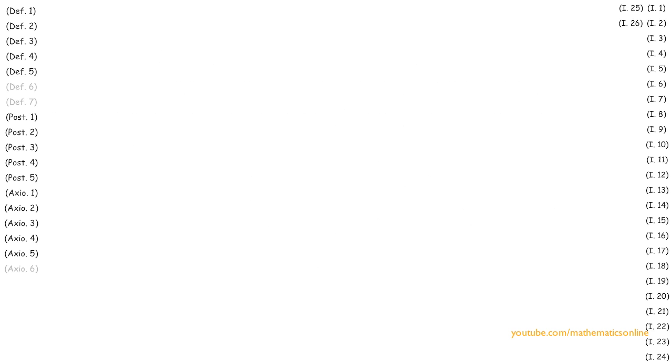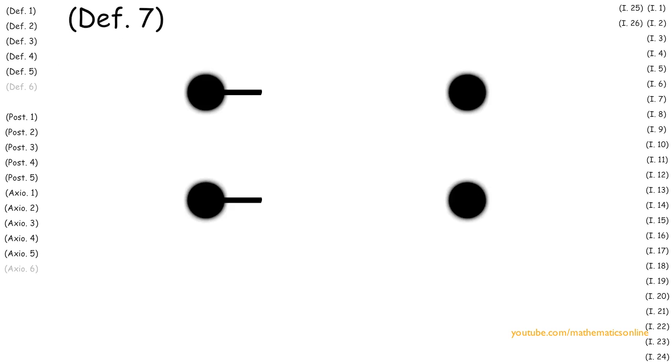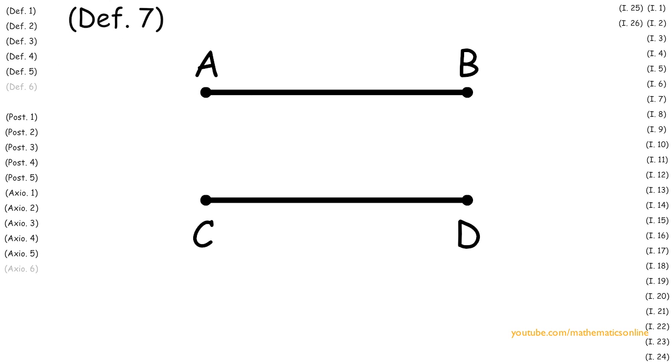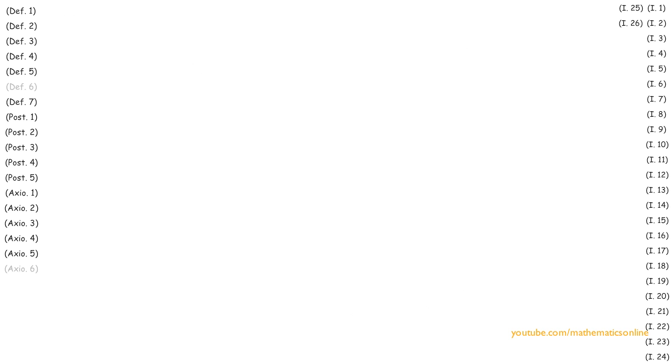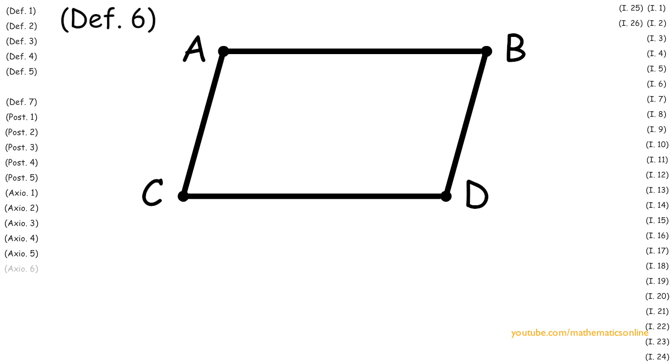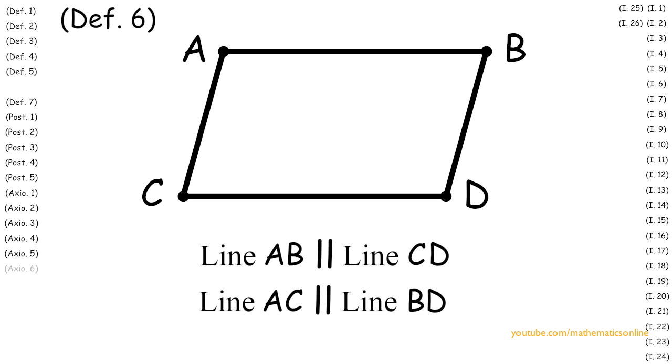Next, we introduce definition 7. If two lines that are in the same plane never intersect, then the lines are parallel lines. Therefore, line AB is parallel to line CD. Definition 6. A parallelogram is a shape that has the opposite sides parallel. Therefore, line AB is parallel to line CD, and line AC is parallel to line BD.